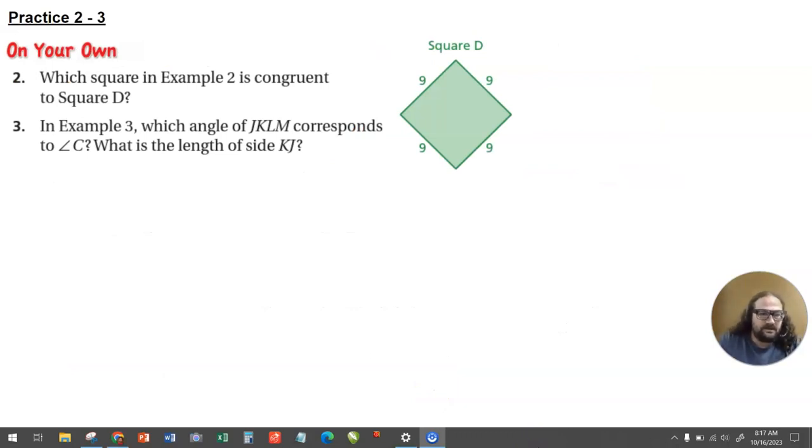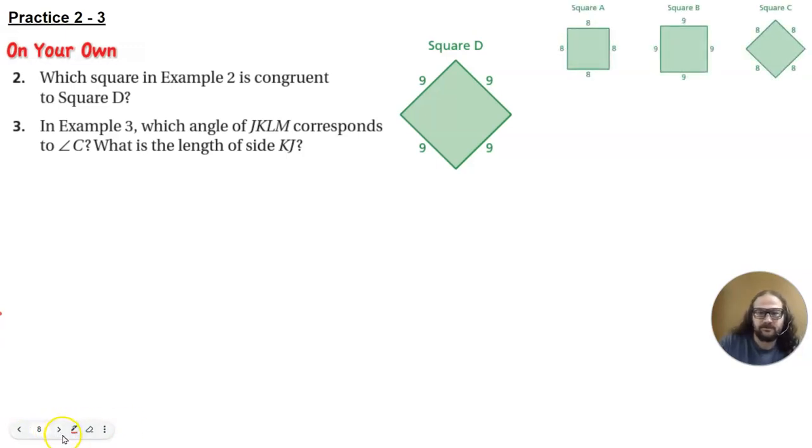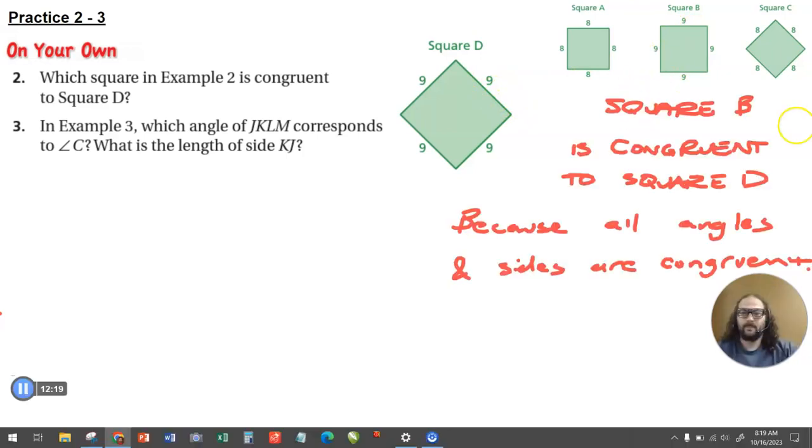Okay, so for practice, number 2, which square in example 2 is congruent to square D? Well, here are the squares from example 2. And remember, squares all have the right angles, so the angles are all congruent. And it looks like, based on congruent side lengths, that square B is congruent to square D because all the angles and all the sides are congruent.